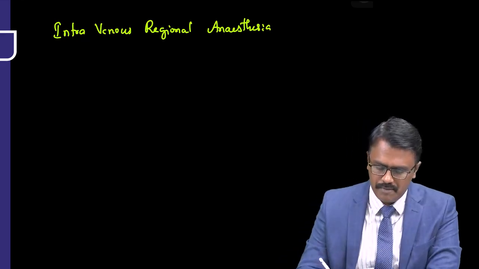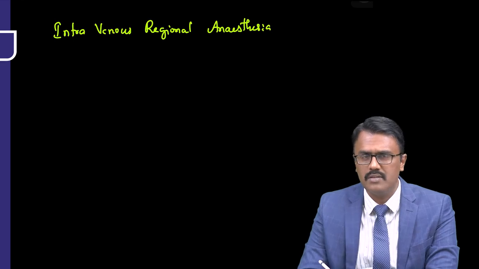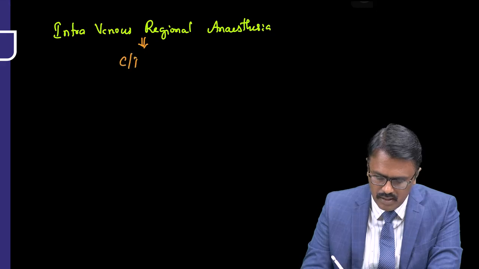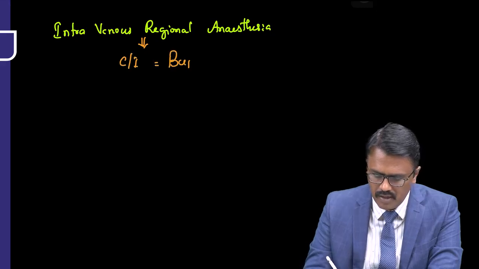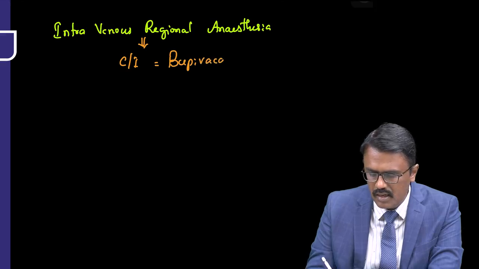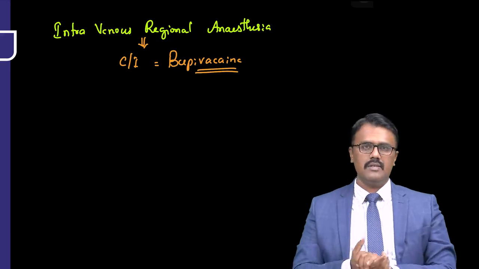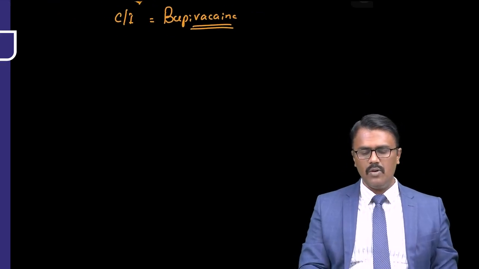But remember, that is only for small procedures, small orthopedic procedures, and in this one drug is contraindicated, and that is bupivacaine, because it is a highly cardiotoxic drug. So never use it for intravenous regional anesthesia. So these are the types of local anesthetic procedures that will be dealt with in detail in your anesthesia. So that is about local anesthesia, and we discussed local anesthesia.